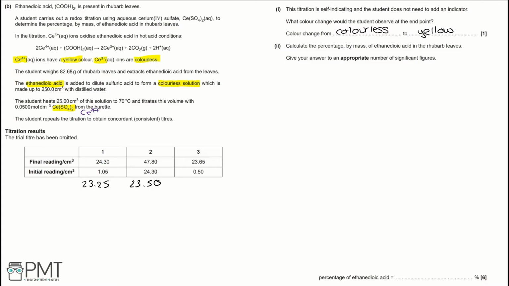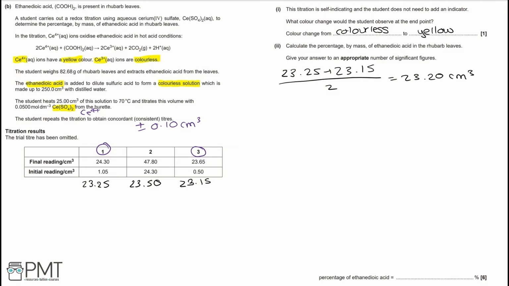And then for titration 3, we're left with 23.15. So next we need to work out the mean titer. The mean titer uses the concordant results. The concordant results are within plus or minus 0.10 centimeters cubed of each other. So that would be titration 1 and titration 3. That would give us a mean titer of 23.25 plus 23.15 divided by 2, which equals 23.20 centimeters cubed.